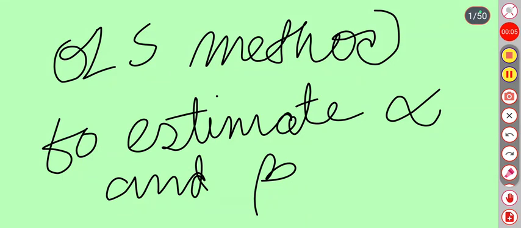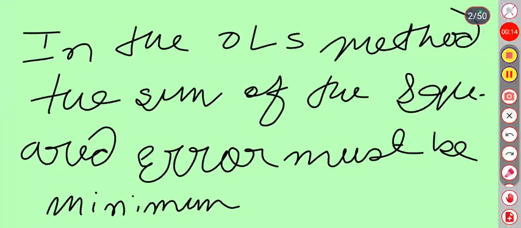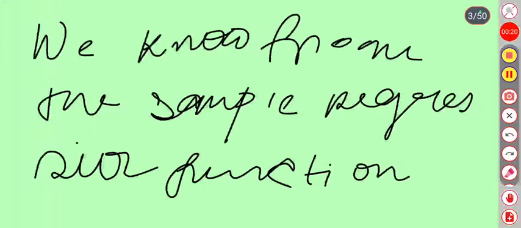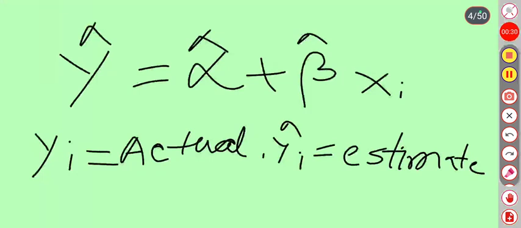We use the ordinary least squares method to estimate two unknown parameters, alpha and beta. In this method, the sum of the squared errors, that is the sum of ei squared, must be minimum. We know from the sample regression function, y hat is equal to alpha hat plus beta hat xi.